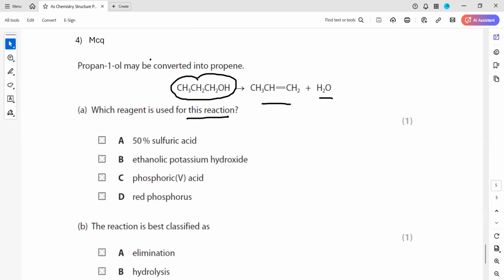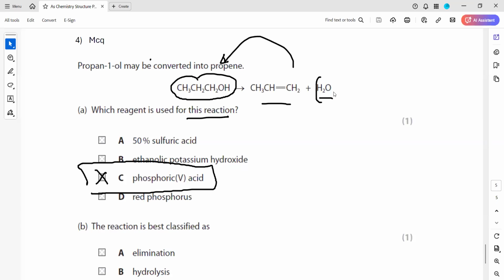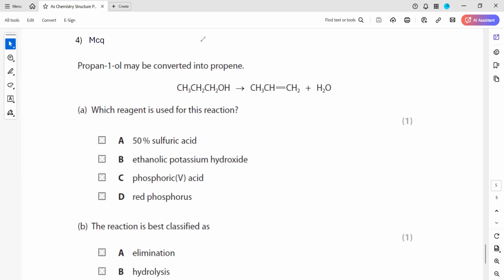For an elimination reaction where an alcohol is converted into alkene and water, again, you have to learn the reaction conditions. So what is the reaction condition? What do we use for the elimination reaction of alcohols to convert them into alkenes? We use phosphoric(V) acid. So phosphoric(V) acid is used whenever you want to convert alcohol into alkene. And if you want to convert alkene into alcohol, you react it with steam. That is the reverse reaction. So for the reverse reaction, we need steam, but for the forward reaction, we need phosphoric(V) acid.